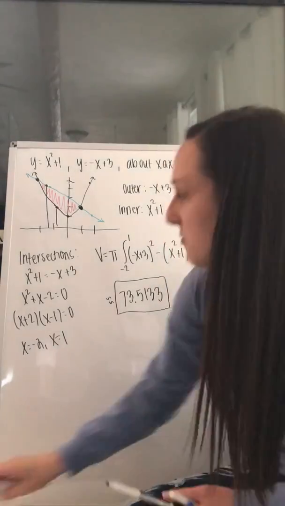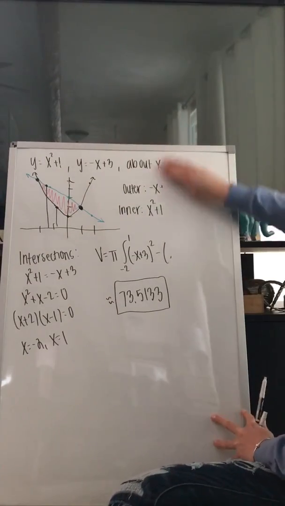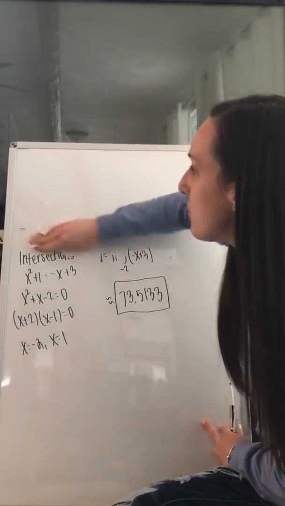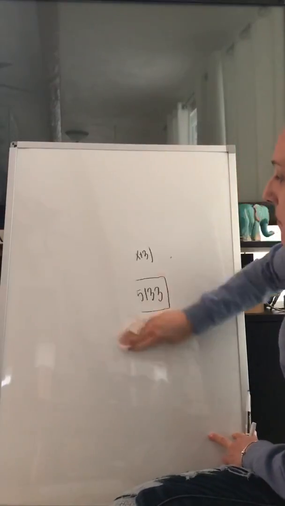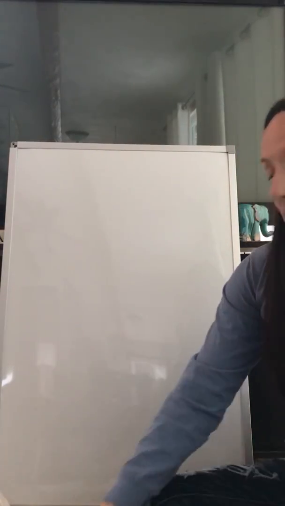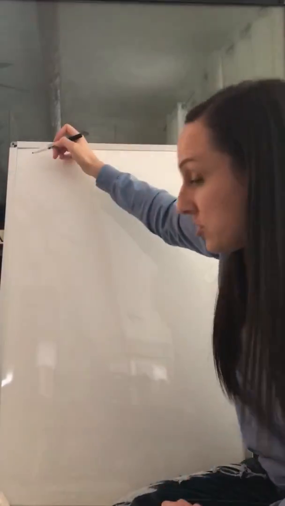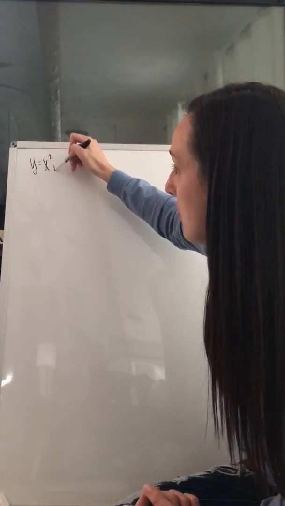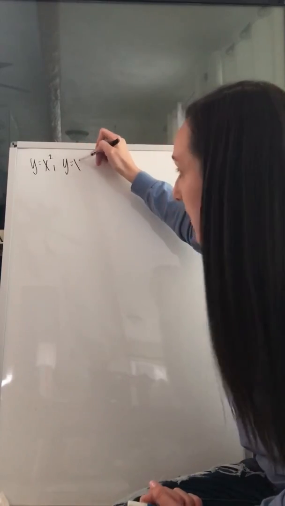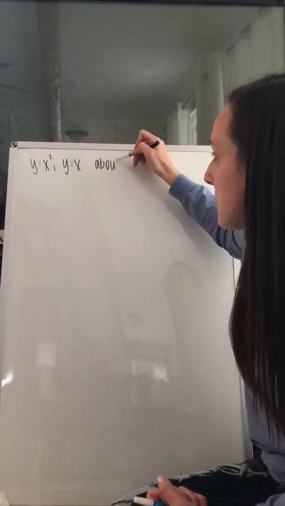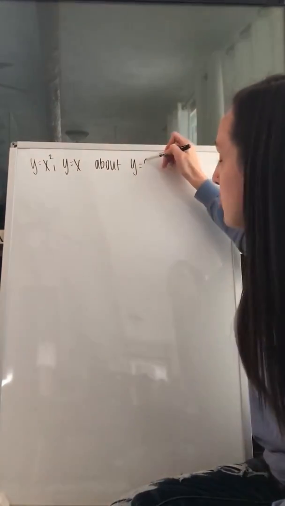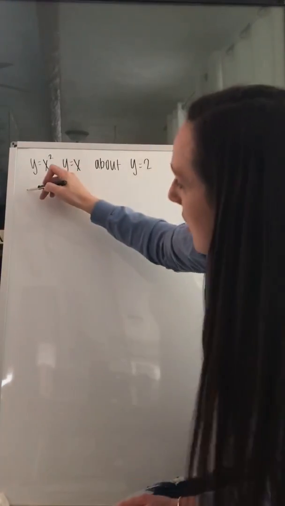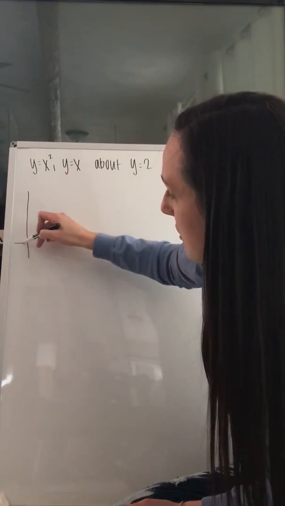All right, so let's move on to something a little bit different. So what happens if we're taking regions and we want to revolve them about lines other than the x-axis? So now we want to talk about the region enclosed by y is equal to x squared and y is equal to x, and we're going to be rotating this about the line y is equal to 2. So I'll draw myself a little diagram here.